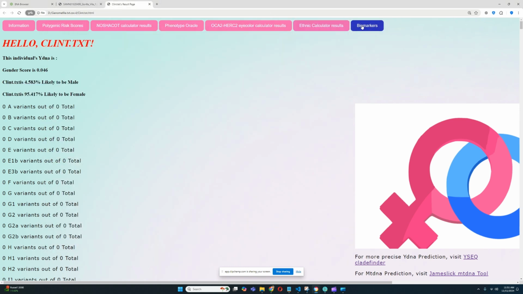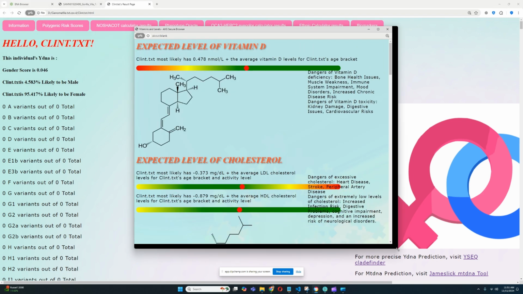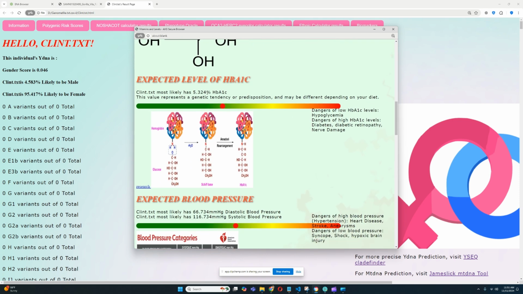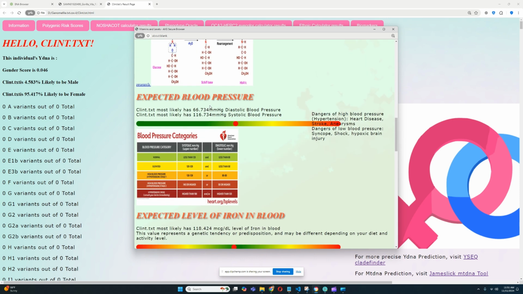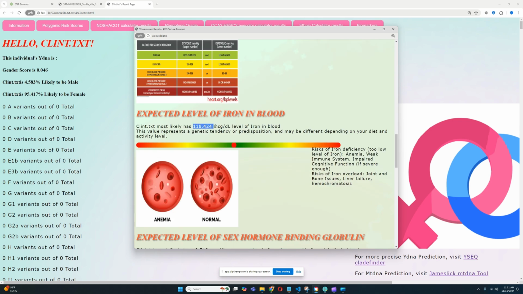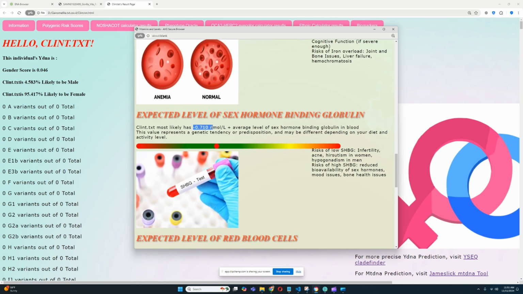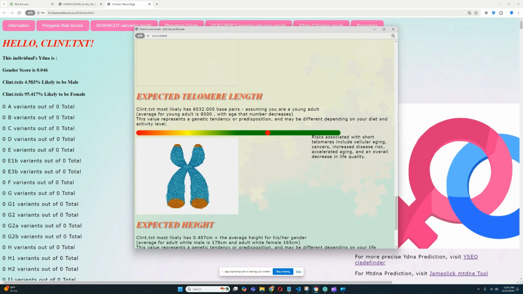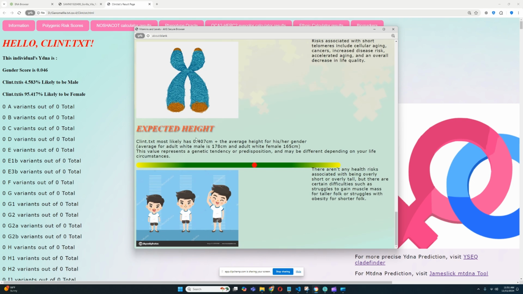Now let's look at Clint Chimp and what he scores here. Clint Chimp has got an average level of glucose, so he doesn't have the elevated glucose level. All right, that's good. That's one difference. He's also got an average hemoglobin level. That's similar. He's also got the low blood pressure, so the blood pressure similarity is there. He's also got, I think, the same reading for iron in the blood. He's got a lower level of sex hormone binding globulin, so the same reading here as well. He's also got a lower red blood cell count, slightly higher telomere length, and slightly higher height, which I think is not accurate at all because chimpanzees are not very large by ape standards.